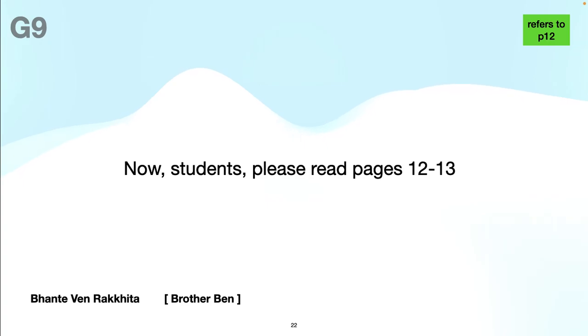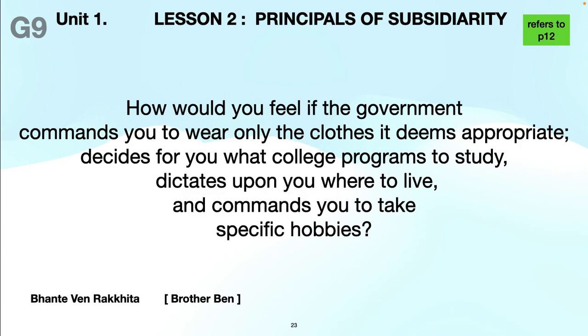So now, students, let's move on to please read pages 12 and 13. And this is the preamble to Teaching Them How to Fish, the preamble above it. How would you feel if the government commands you to wear only the clothes it deems appropriate, decides for you what college programs to study, dictates upon you where to live, and commands you to take specific hobbies?